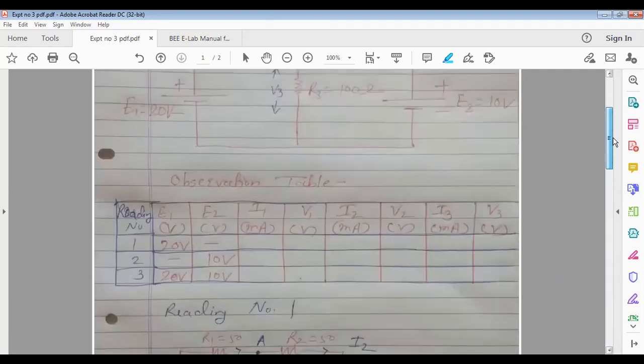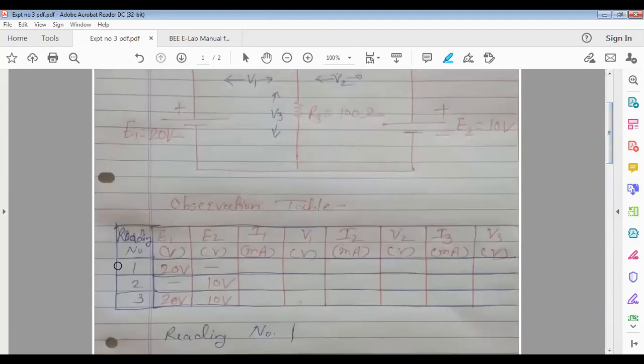Okay. Now, if you observe this observation table, the first reading is with only E1, the second one is with only E2, and the third one is when both are there. Superposition theorem you have learned. I'll give you just a hint: IL is equal to IL dash plus IL double dash, or I3 is equal to I3 dash plus I3 double dash. So how can you verify the superposition theorem over here? With the help of which reading?